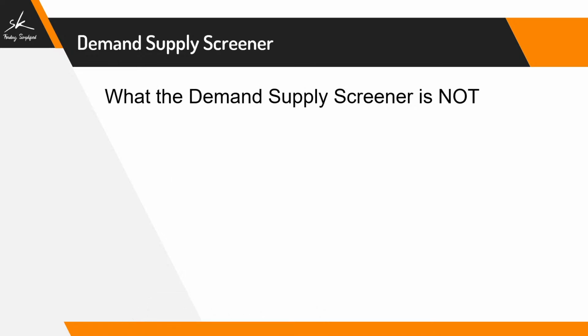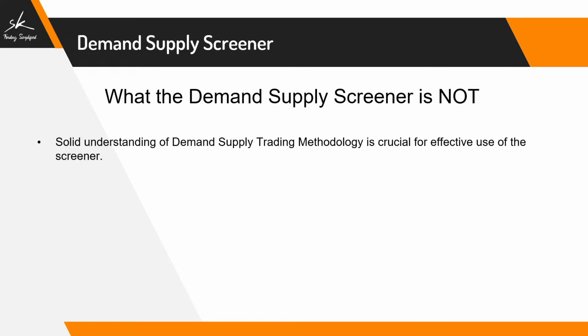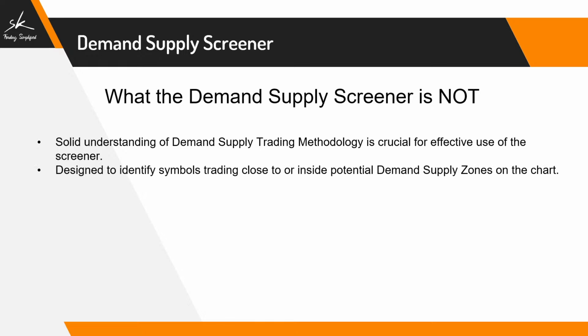So again, very important, what the demand and supply screener is not, right? This is very, very important. First and foremost, you need to have a solid understanding of demand and supply methodology to effectively use the screener. The screener is designed to identify symbols for us which are trading close to demand and supply zones on the chart, or maybe even inside of it. Very, very important. It is not a buy or sell signal giving indicator, right? So always remember, the screener does not tell you what you should be buying or what you should be selling. It is only helping you shortlist symbols based on your preferences.